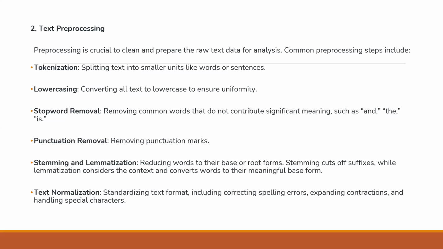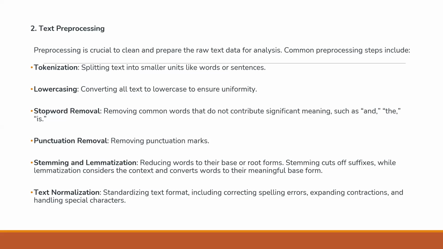Lowercasing: converting all text to lowercase to ensure uniformity. Stop word removal: removing common words, for example I, am, using, and the, so we keep the significant meaning. Punctuation removal: removing punctuation marks. Stemming and lemmatization: reducing words to their base or root forms. Stemming cuts off suffixes, while lemmatization considers the context and converts words to their meaningful base form.